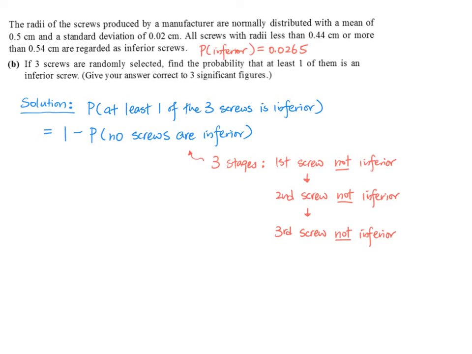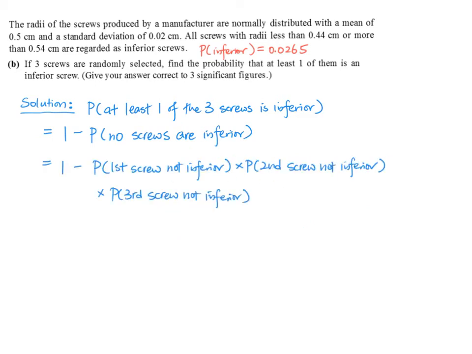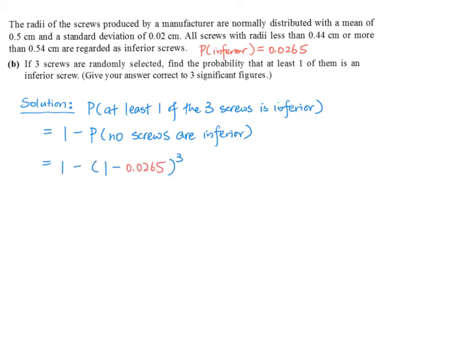The first one being the first screw that is good, not inferior. And then the second screw, good, not inferior. And finally, the third one is also good, not inferior. We multiply these 3 stages together, not add them, just like that. And that is actually 1 minus 0.0265 from part A, altogether to the third power, which gives this number here.